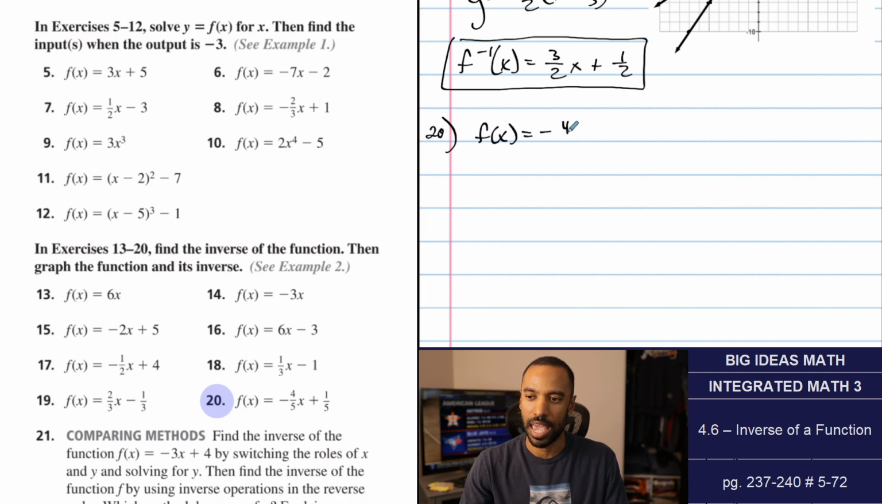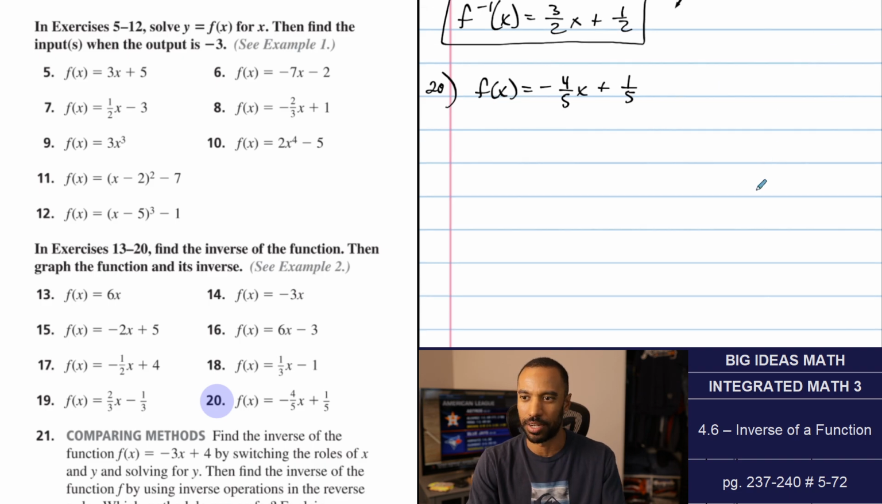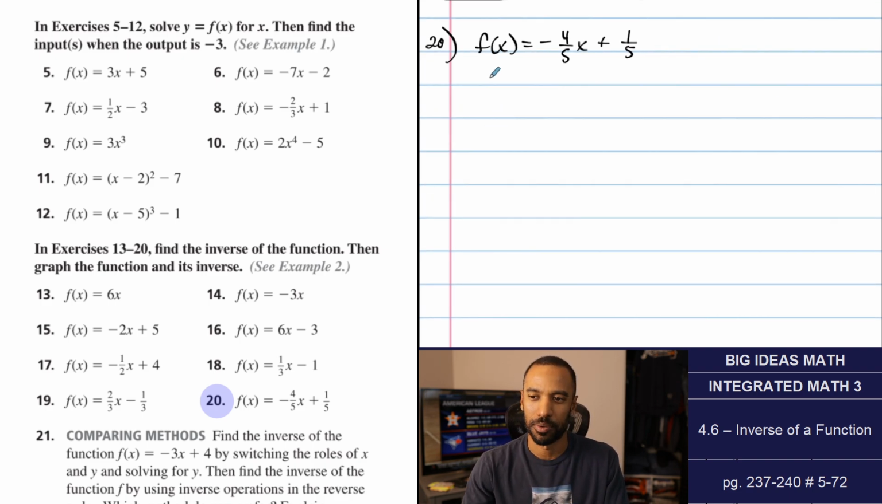F of x equals -4/5 x plus 1/5. I was concerned whether or not we would have been doing graphs. It took me a second to figure out whether we were going to or not, and I assumed we would, but I wasn't sure. All right. Let's swap x and y.